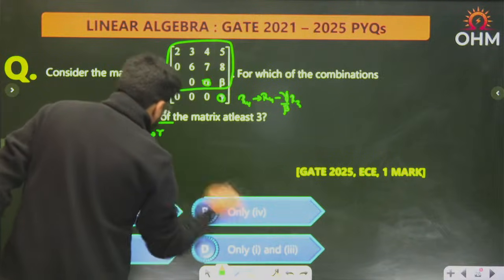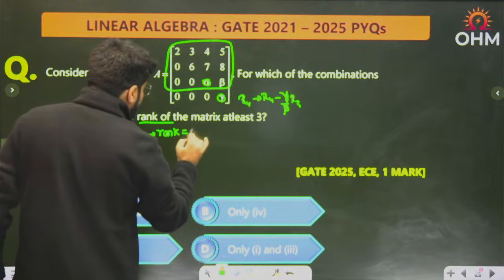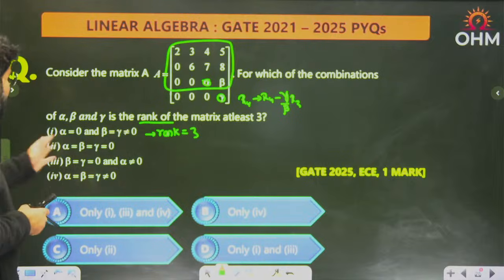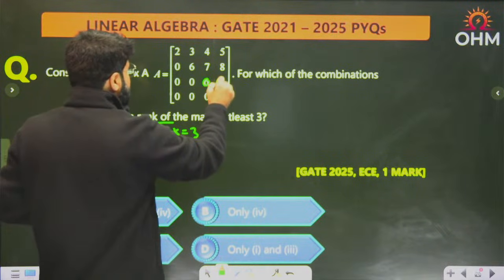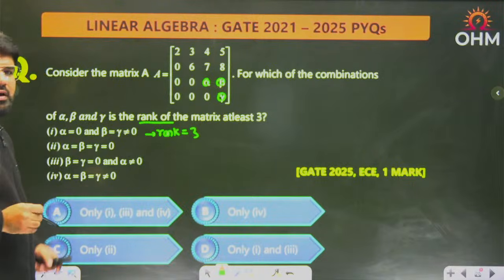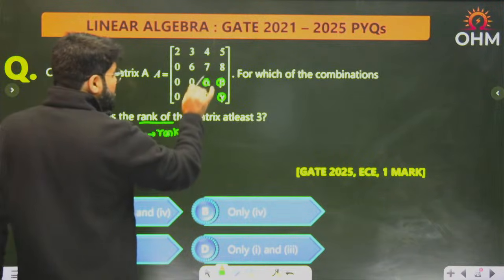In this case, the rank will be equal to 3. And that is what I want. I want the rank at least 3. Which of the conditions? Now, if alpha, beta, gamma, everything is 0, 0, 0, 0, 0, 0, then also you have echelon form.